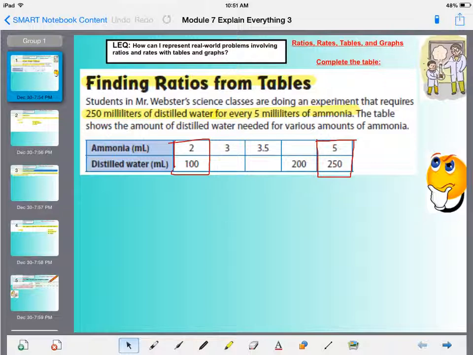And we can do this several different ways. I think the best way to complete and fill in these blanks and complete this table is to determine the unit rate. So how much water will we need for every milliliter of ammonia? I think that if we do that, that's probably the best way to go.